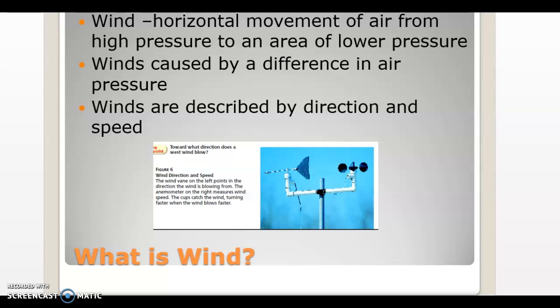There's a picture here of a wind vane, which tells you a little bit about direction, and there's also a part of it that, as it turns, tells you the speed. So we use this instrument to tell us about the direction and speed of the wind, so we know how it's moving. Where is it coming from? How fast is it going? Those two things are important to us as we're trying to figure out what's going on with our weather.